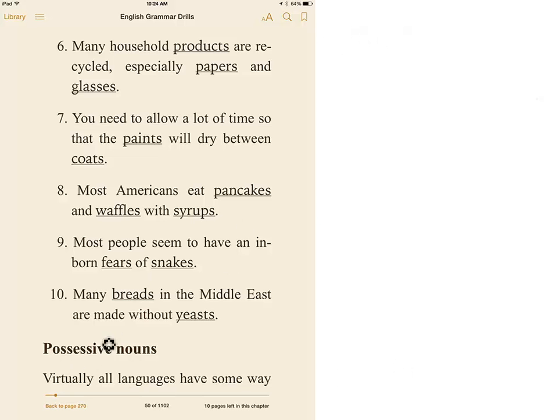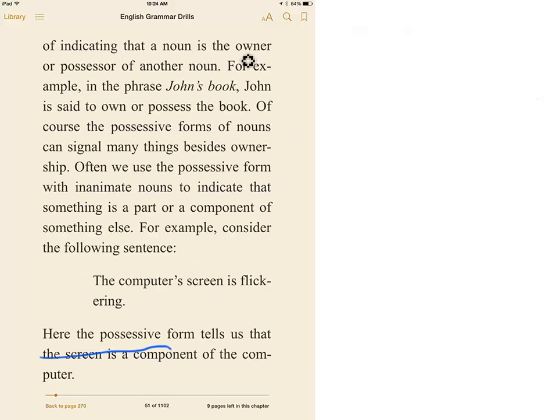And we're just going to read through some of this. It says virtually all languages have some way of indicating that a noun is the owner or possessor of another noun. For example, in the phrase John's book, John is said to own or possess the book. And it's shown by this little apostrophe, okay, or possession. Of course, the possessive forms of nouns can signal many things besides ownership.